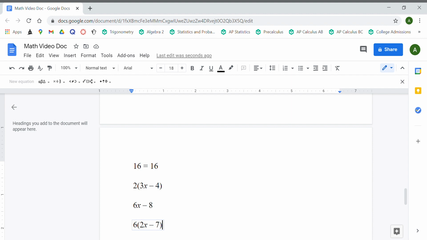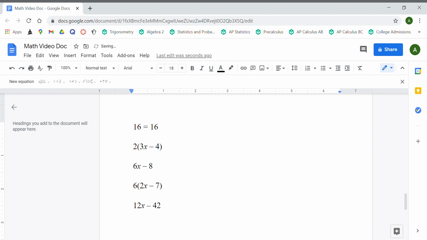Okay, we're back and ready to go. So we have 6 as the coefficient, 2x minus 7 inside the parentheses. So we need to multiply 6 to everything that's inside the parentheses. We're going to take 6 times 2x, which equals 12x. 6 times negative 7, because it's a subtraction symbol, we have 12x minus 42. Pretty cool, right?